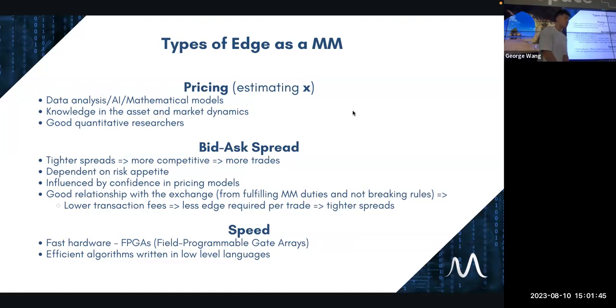It's more likely that you make money, right? You're going to be making more good trades and fewer bad trades, right? That'll come from a lot of data analysis using AI, artificial intelligence, and a lot of good mathematical models, right? And this will be the job of quantitative researchers, okay?